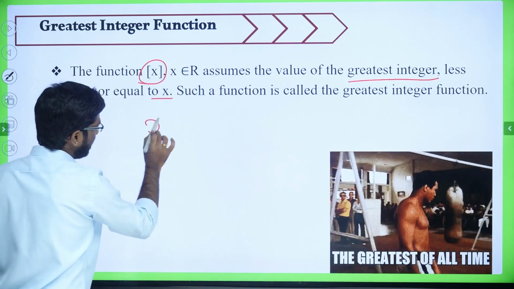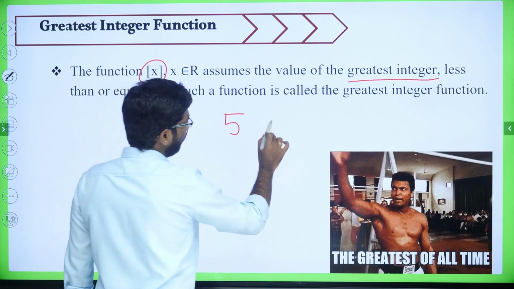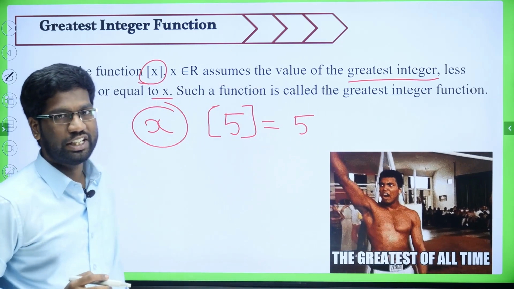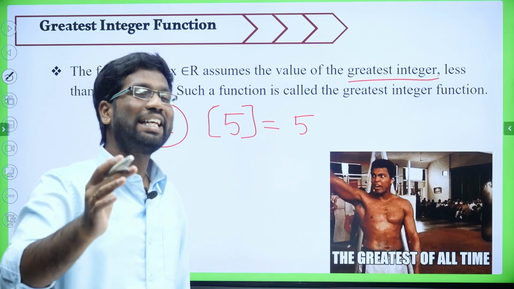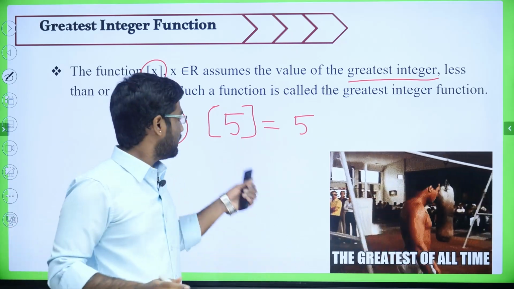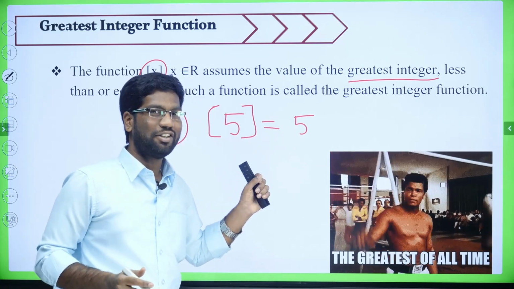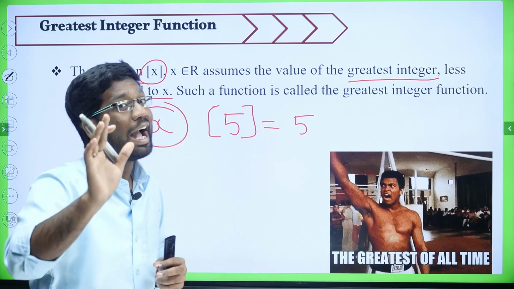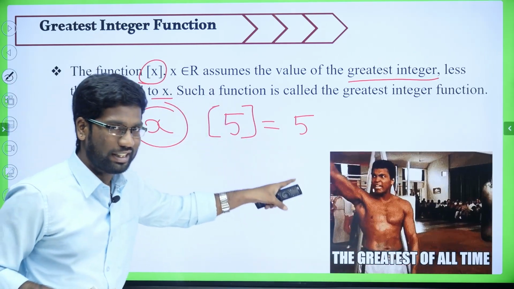Whatever the x value I am taking, for example, if I take 5, it obviously gives me the value 5. As I said before, for every integer it will return the same value, like an identity function. In an identity function, for every value, whatever the input, the output is the same. But here in the greatest integer function, only for integers it will give the same value.